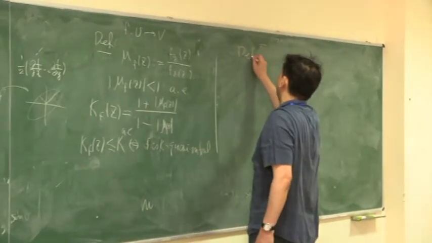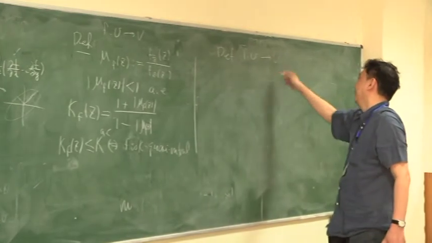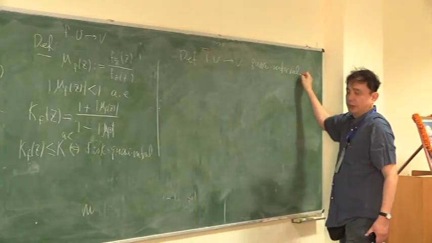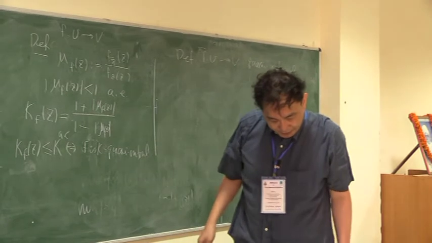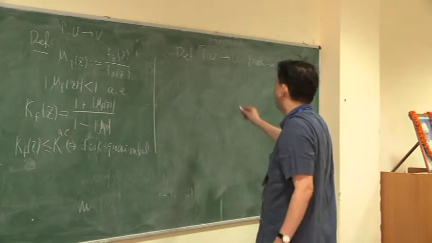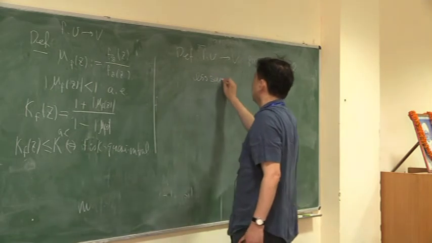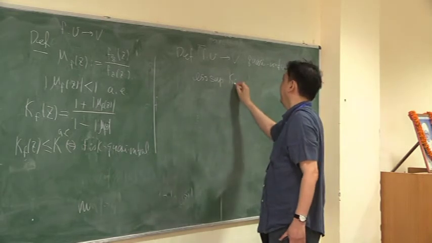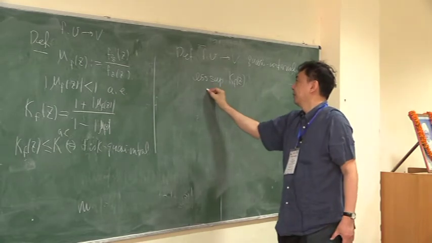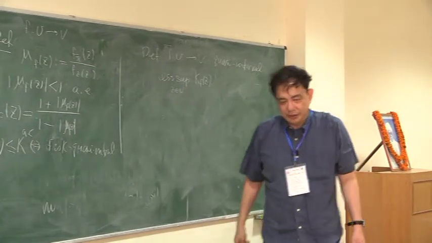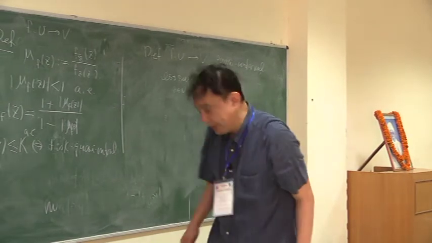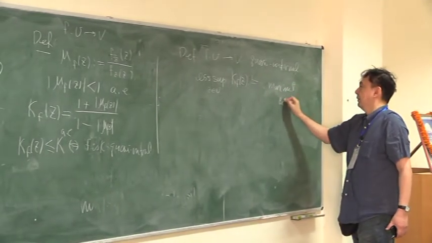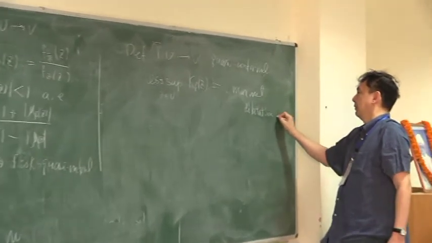So we are still considering something like that, which is quasi-conformal. Then we define the essential supremum of this function, K_f(z). That is defined to be the maximal dilatation of f.